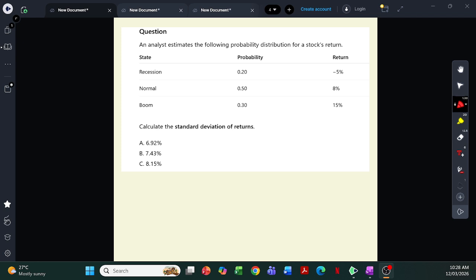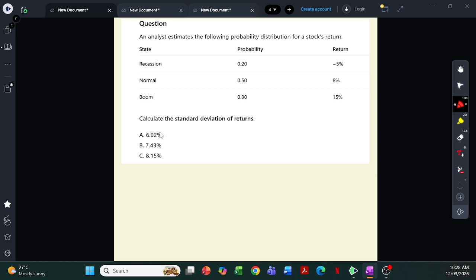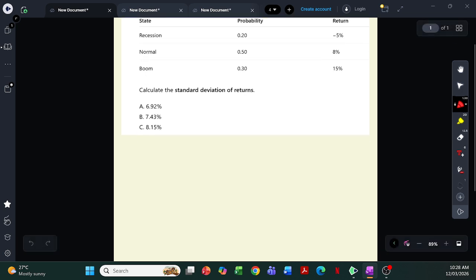So let's get started. An analyst estimates the following probability distribution for a stock's return. There are three different states of the economy provided, with probability and the return, and we are required to calculate the standard deviation of returns. Before we do that, we need to calculate the expected return, right?